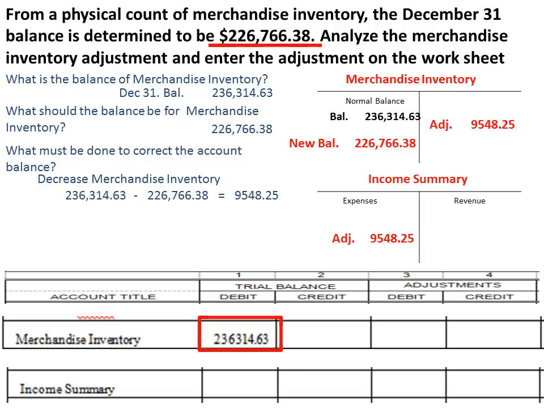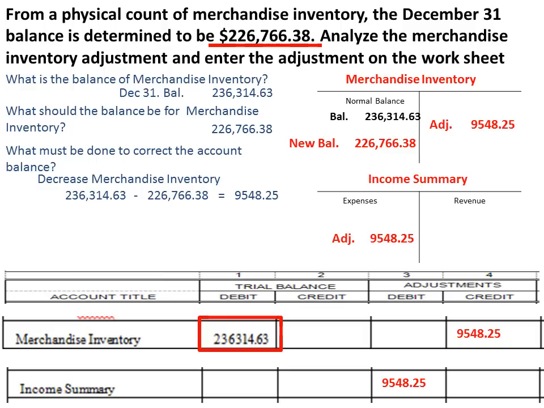When we move to the worksheet, we're done dealing once again with the trial balance columns. We're only using that as kind of our starting point. We're going to use the adjustment columns, and you'll see that in the credit column for merchandise inventory, we'll put $9,548.25, and we'll put a $9,548.25 debit entry in the adjustments column for income summary.